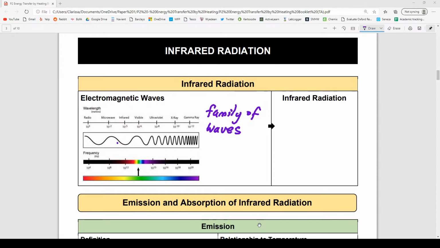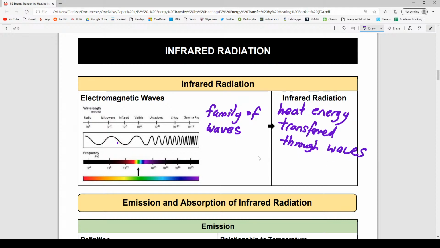Okay, so instead of it passing from particle to particle, you just have a wave transferring energy. Heat energy transferred through waves. And this all means that basically it can travel through what's known as a vacuum, which is basically empty space.